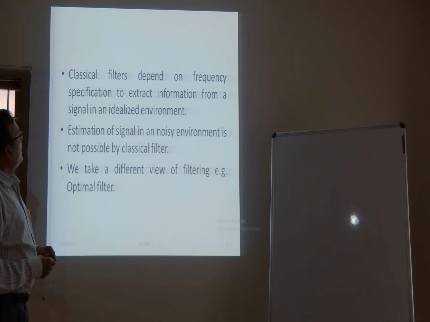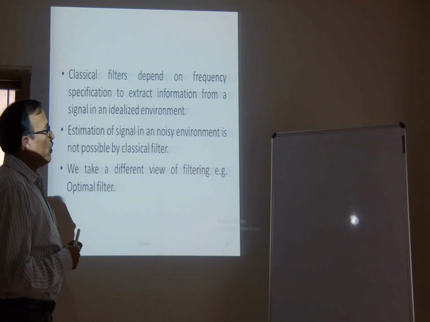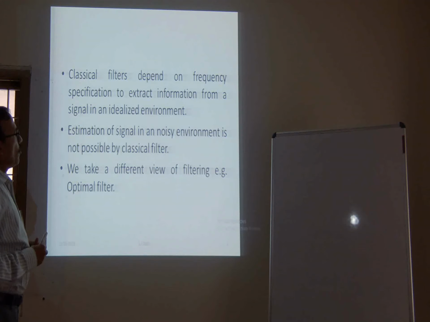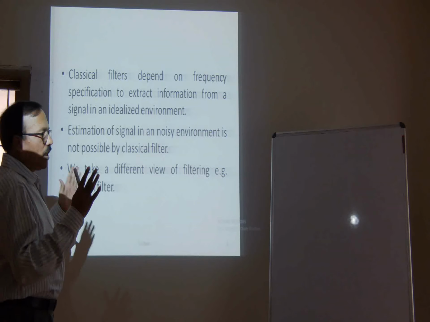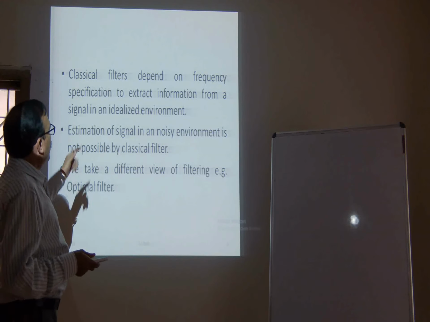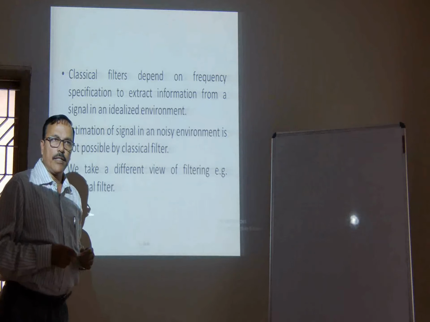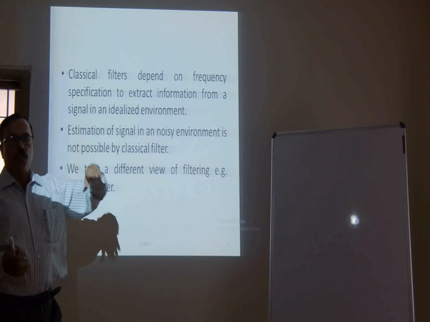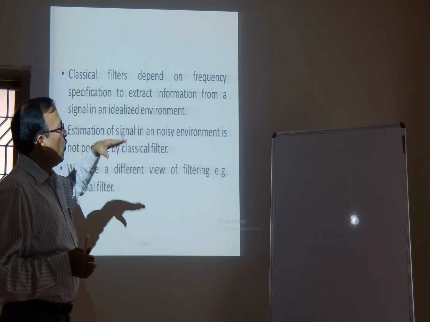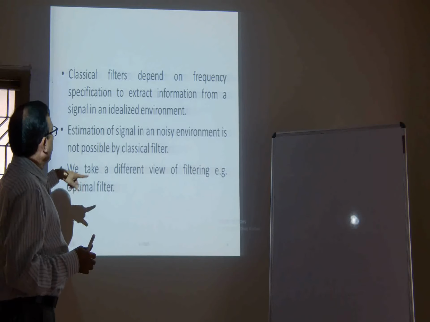Here we see that the classical filter depends on the frequency specification, whether it is low pass, high pass, band pass or band stop, etc. So it depends on the frequency. We have to specify the frequency range to extract information from a signal in an idealized environment. So what is an idealized environment? An idealized environment is when the noise is 0. When noise is 0, we can estimate perfectly the desired signal.